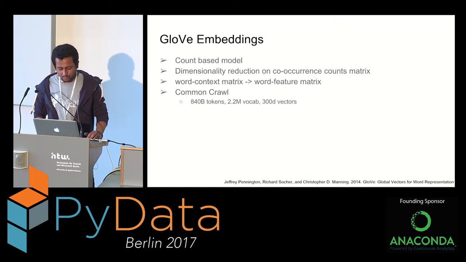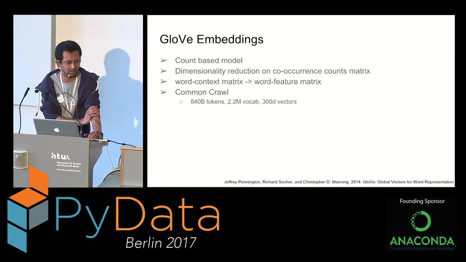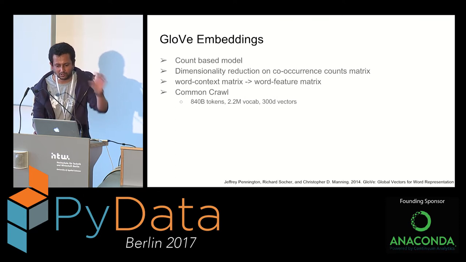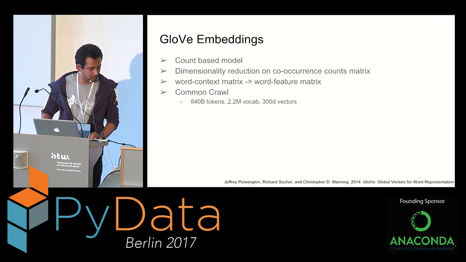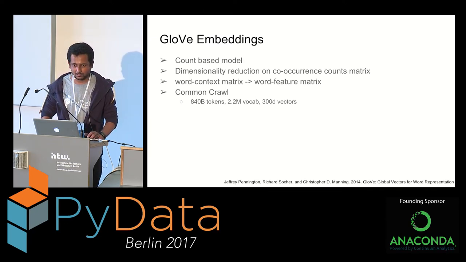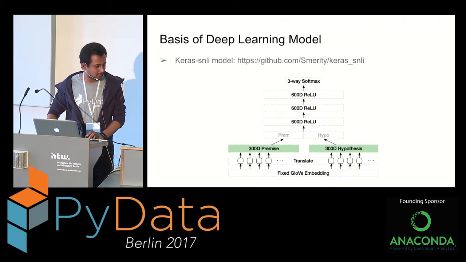GloVe embeddings. It's a count-based model which does dimensionality reduction on a co-occurrence count matrix. You have a word-context matrix, word and context, which when factorized gives you the word feature matrix. I used the Common Crawl pre-trained vectors, 840 billion tokens, vector size of 300 dimensions.